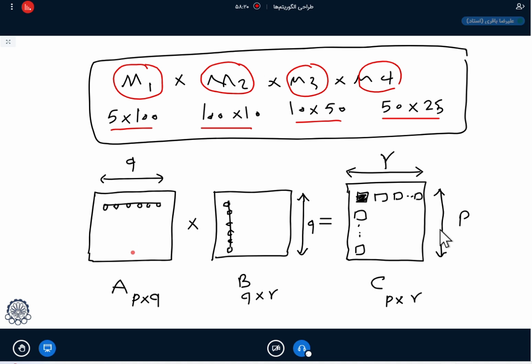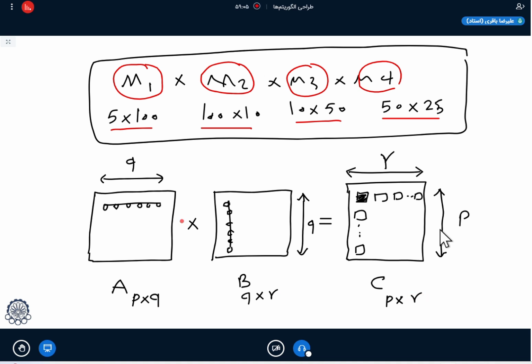In this slide, if we multiply a matrix A, which has P rows and Q columns, by matrix B, which has Q rows and R columns, the result will be a matrix C, which has P rows and R columns. The middle dimension, Q, is omitted in the result. We do not have Q here, just the first one and the last one, P and R.